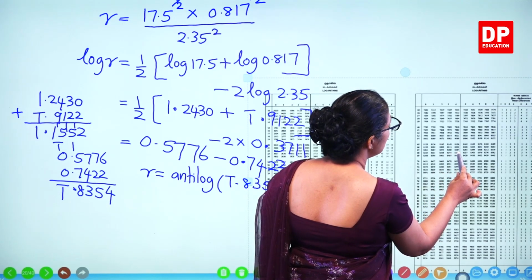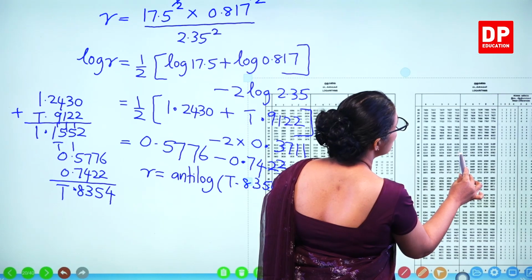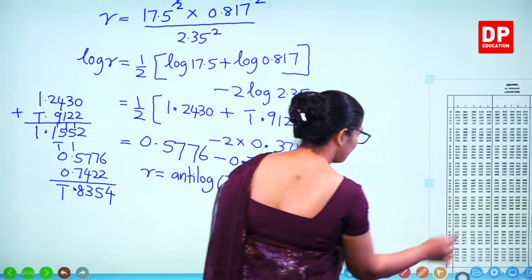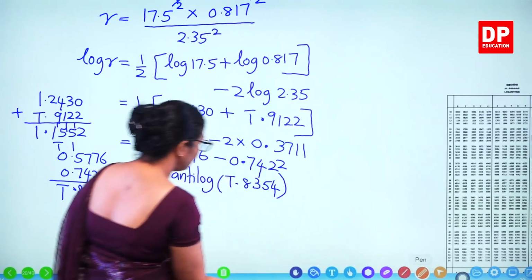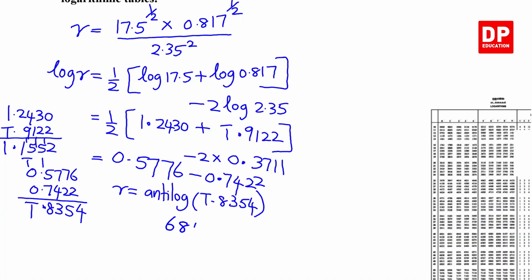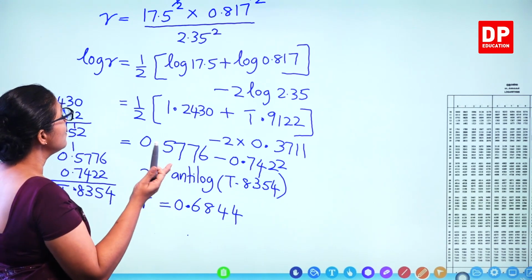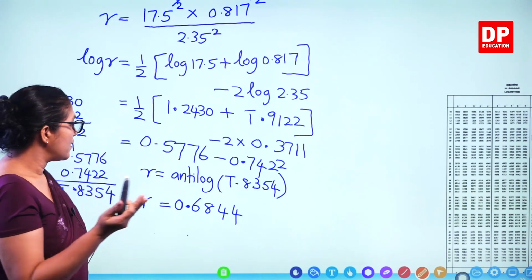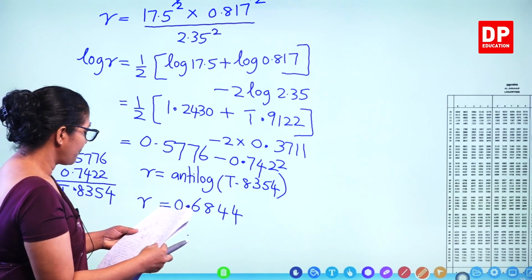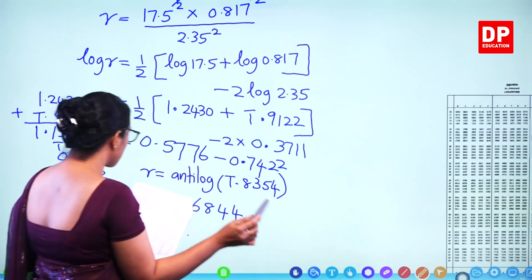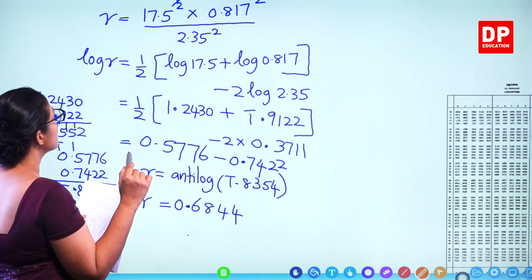51 is there. So we need another 3. That's 4. 6844. 6844. And here bar 1 means this is 0.68. 0.6844 is the R value, and units are not given. So this is the answer. So how many marks for this question? You get 7 marks. Earlier we gave 3 marks.